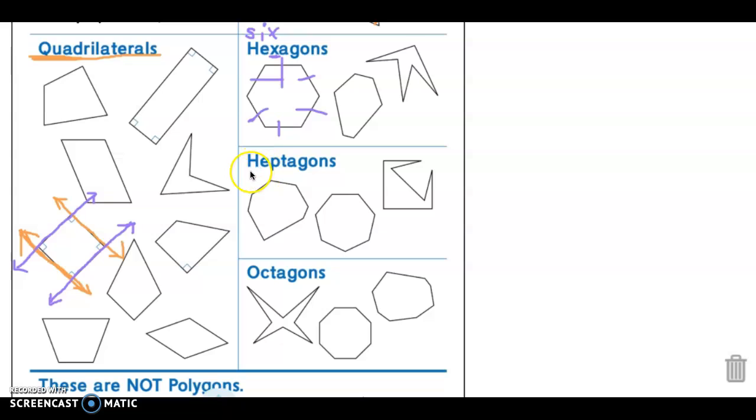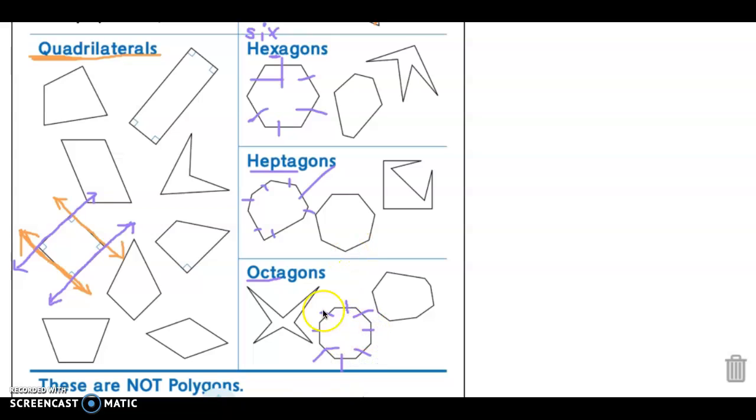A heptagon. 1, 2, 3, 4, 5, 6, and 7. These all have 7 sides. They're a heptagon. Now an octagon. An octagon makes me think of an octopus because they both start with oct. Guess what oct means? What number does oct mean? Think about an octopus. How many tentacles does an octopus have? Well, an octopus has 8 tentacles. So how much do you think an octagon has? How many sides? If you said 8, let's find out. 1, 2, 3, 4, 5, 6, 7, 8.